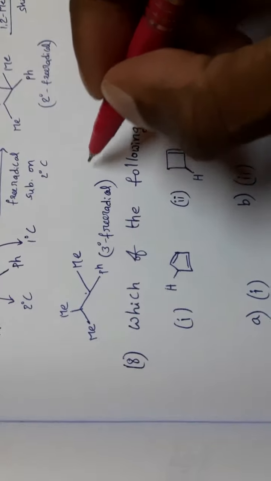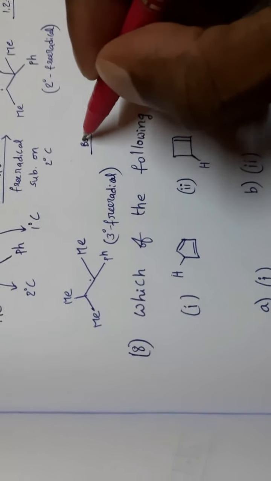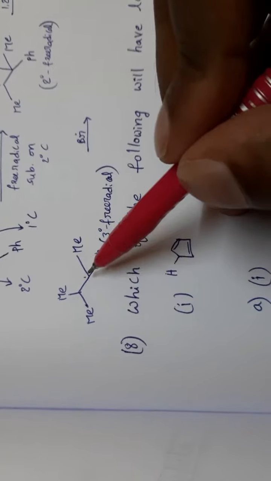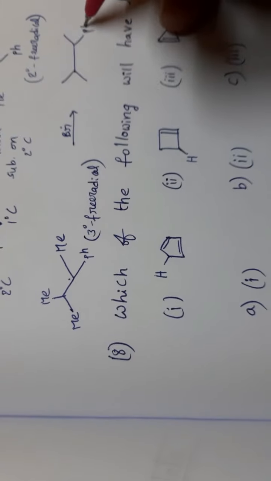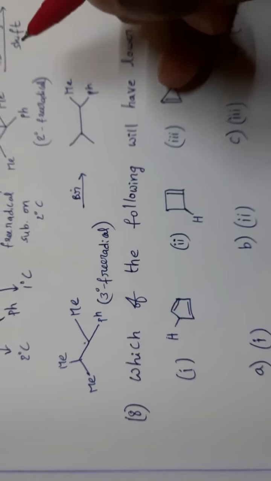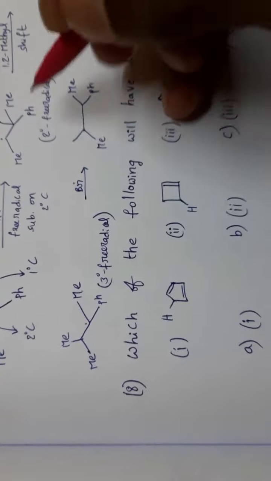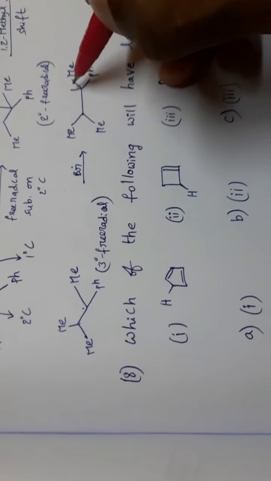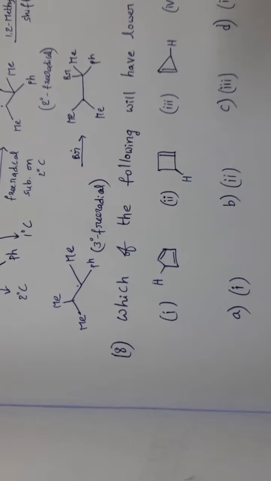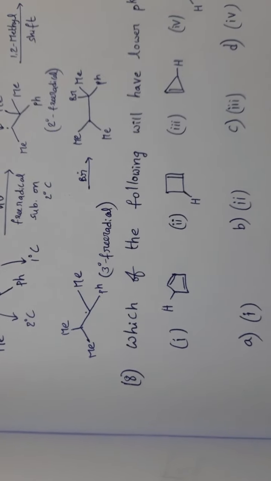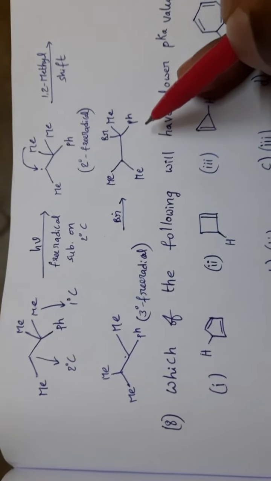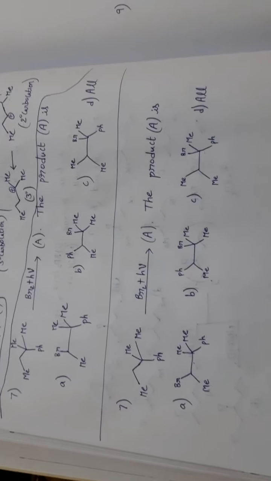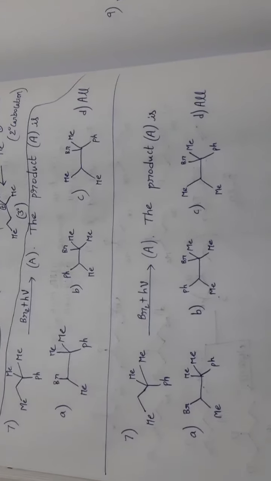Now bromine free radical substitution takes place at this position. Phenyl, methyl, and methyl, here bromine. So this is the product for this reaction. Then what is the suitable option? This is the product. Suitable option means option C is the correct answer.